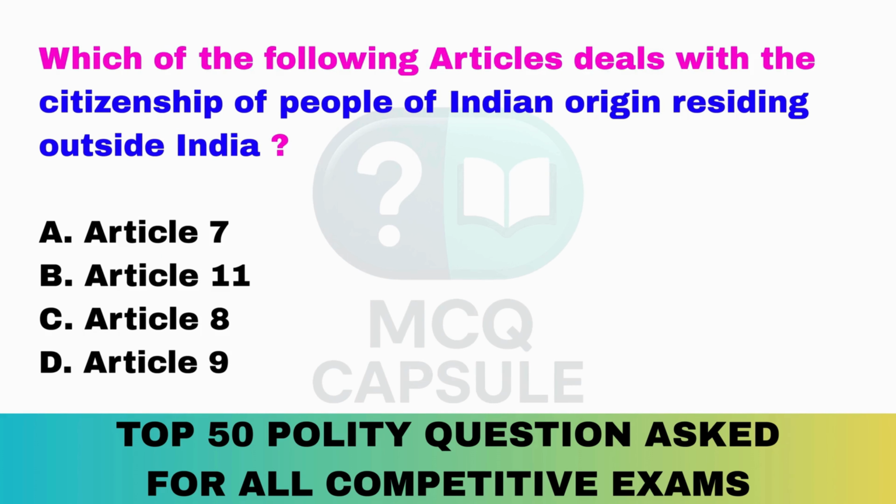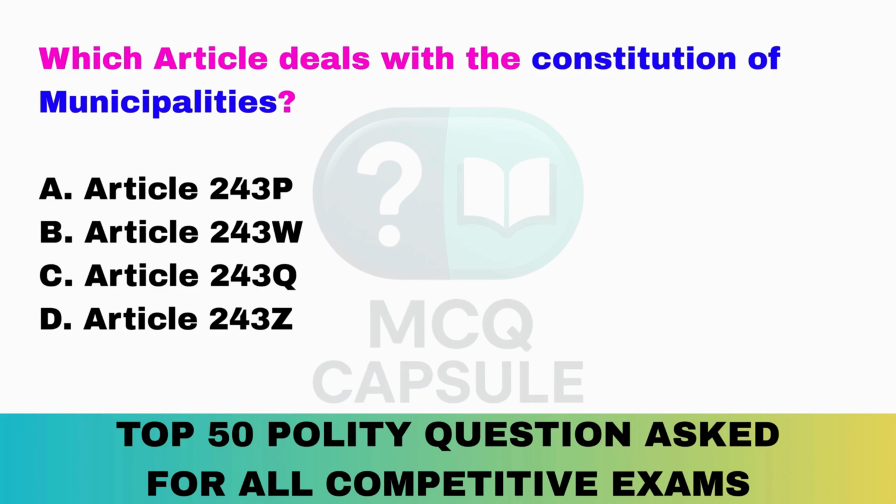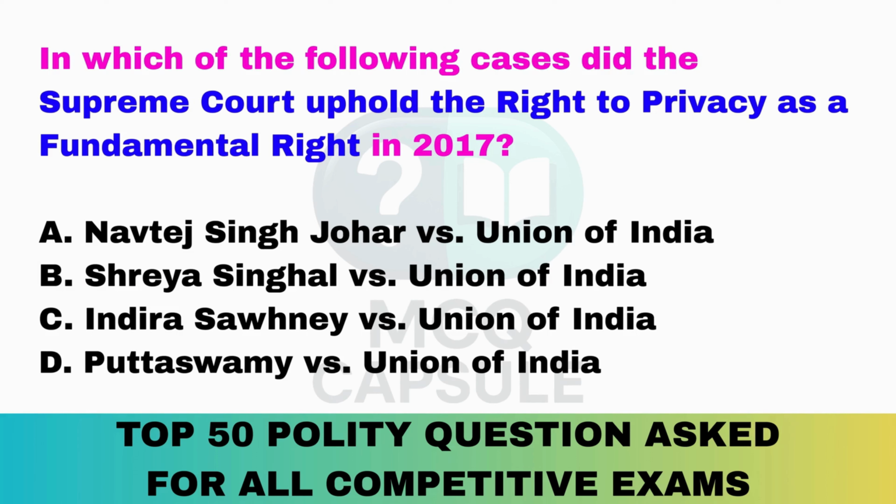2005. Which of the following articles deals with the citizenship of people of Indian origin residing outside India? Article 8. Which article deals with the constitution of municipalities? Article 243Q. In which of the following cases did the Supreme Court uphold the right to privacy as a fundamental right in 2017?